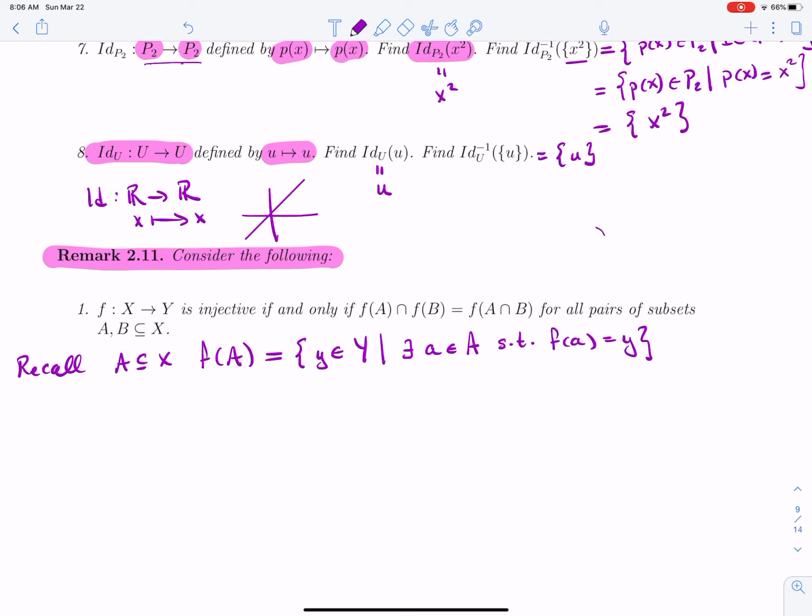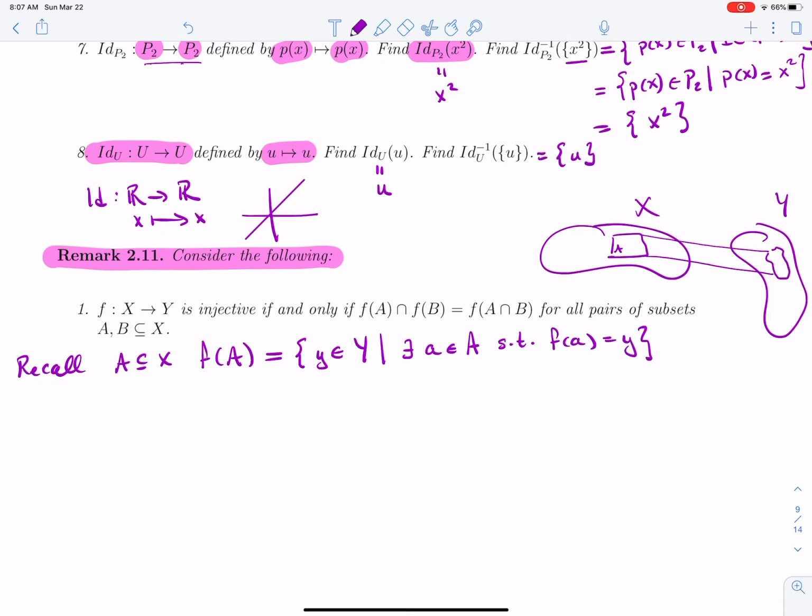If I draw myself a picture, here's X, here's Y, and maybe here's my subset A inside of X. What I'm looking for is all the places that A goes. So this is f(A). These are all of the images of all the points of A. Where do they go in Y? That's f(A). Okay, so what's our claim?